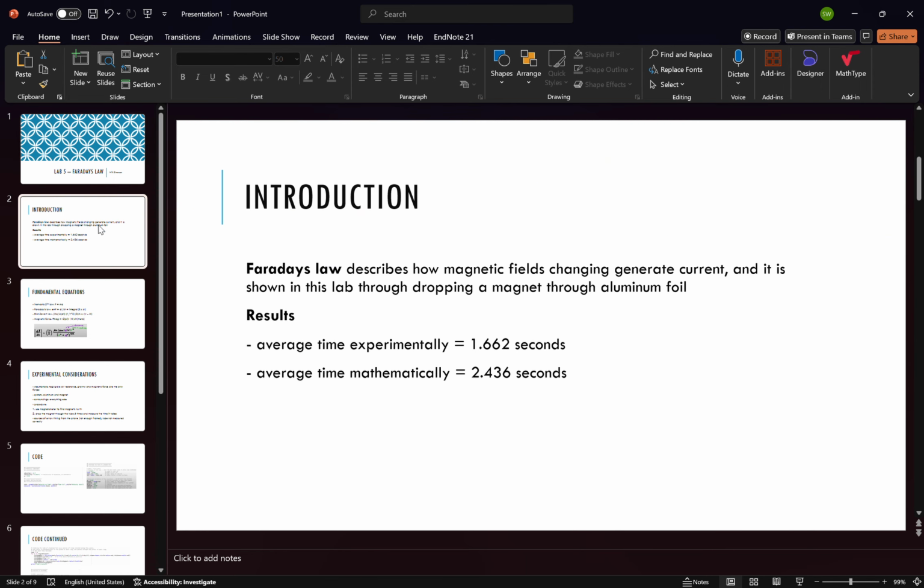So first, for the introduction, Faraday's Law describes how changing magnetic fields generate current, and it is shown in this lab through dropping a magnet through an aluminum foil tube with gravity acting on the magnet. The experimental results, timed in class using video, averaged 1.662 seconds, while the average time calculated mathematically was 2.436 seconds.